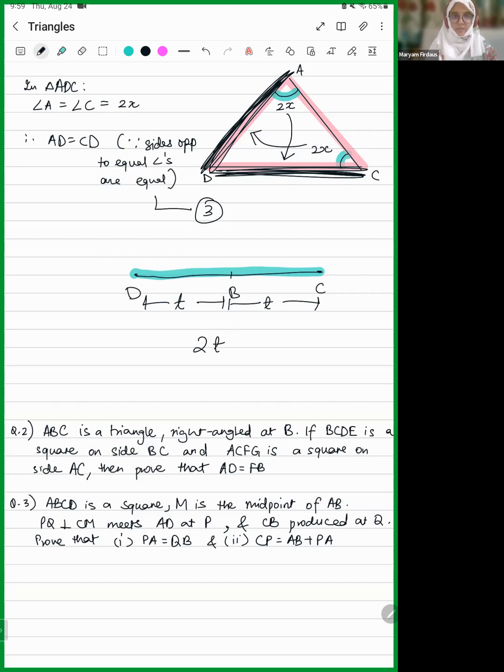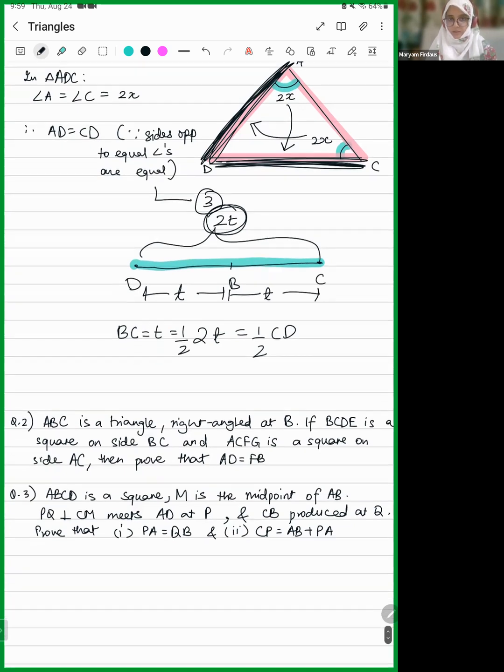So that means BC is t, which is equal to half of 2t, yes? Yeah, t is half of 2t. So half of 2t is what? Half of CD, because CD is equal to 2 times t. Yeah. So Avni, is it clear?